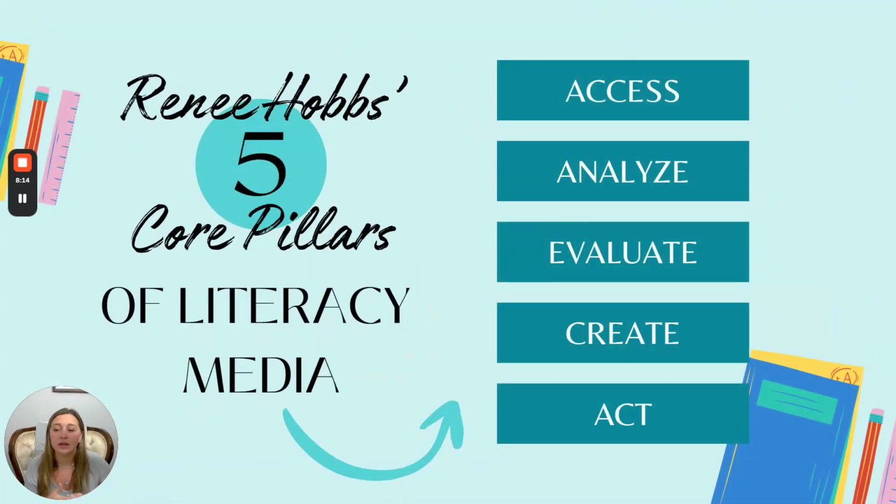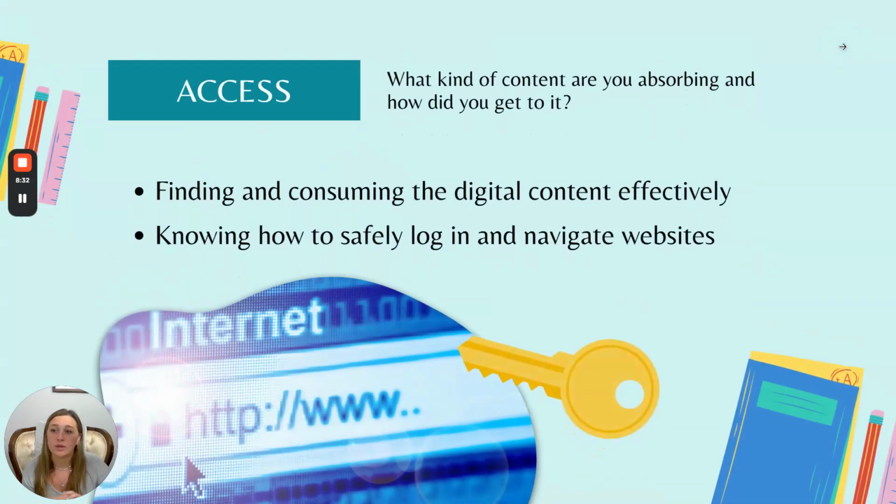So Renee Hobbs, when explaining literacy media, talks about these 5 terms that are very important when we're looking at literacy media. So we have the terms access, analyze, evaluate, create, and act. When we're thinking about access, what kind of content are you absorbing and how did you get to it? So access is finding and consuming the digital content effectively and knowing how to safely log in and navigate websites. It's really the key to using online platforms.